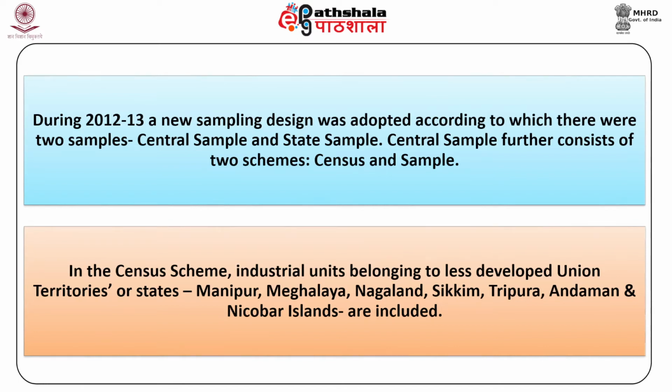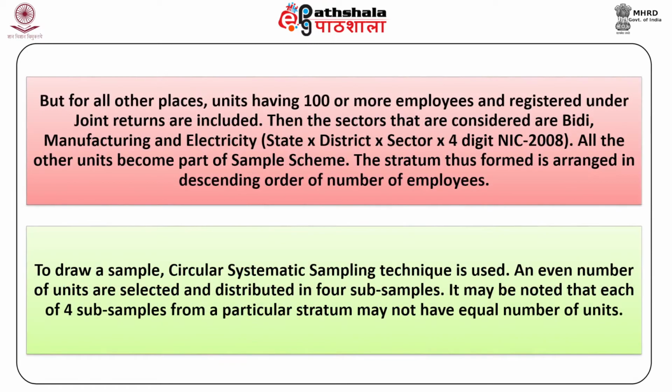In the census scheme, industrial units belonging to less developed union territories or states, Manipur, Meghalaya, Nagaland, Sikkim, Tripura, and the Andaman and Nicobar Islands are included. But for all other places, units having 100 or more employees and registered under joint returns are included. Then the sectors that are considered are BD, manufacturing and electricity, that is state, district, sector and 4-digit NIC 2008 classification. All the other units become part of the sample scheme.